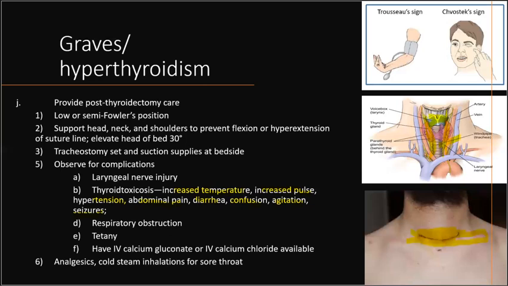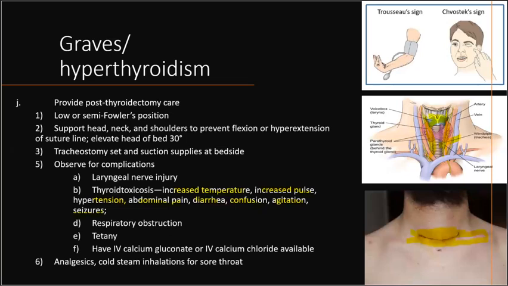We also want to give hydrocortisone, acetaminophen. And again, remember, this condition could also be caused by trauma, could also be caused by infection, palpation, and all of that of the thyroid gland.